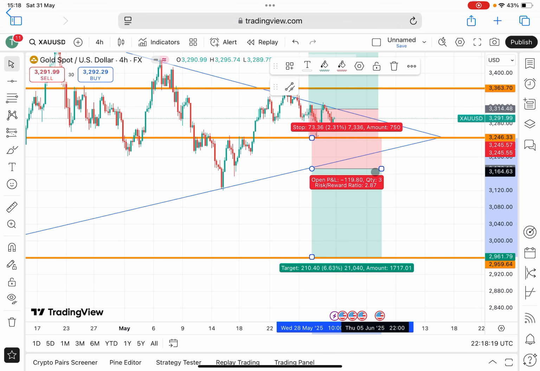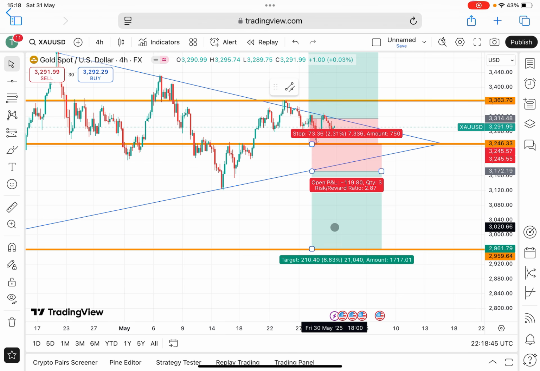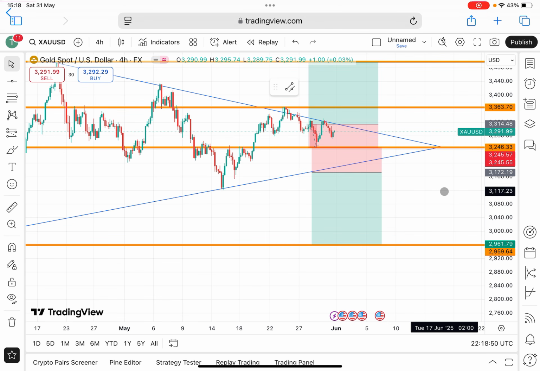So if I enter from this level to this level, that's from 3,170 something to this level, that's almost $1,800. If this happens on gold, if gold breaks this triangle pattern that I drew, it's definitely going to come to this level. So that's pretty much it for gold. We have up and we have down. So that's how to trade triangle patterns.